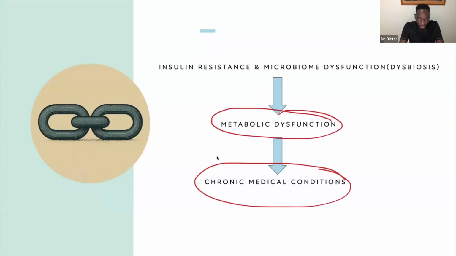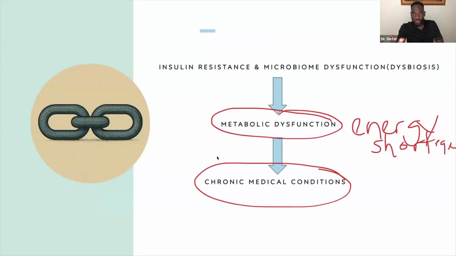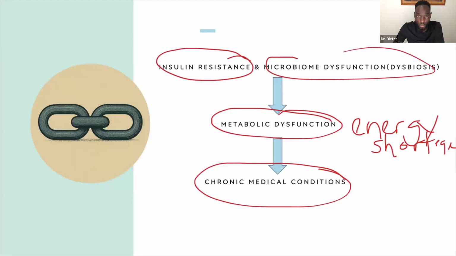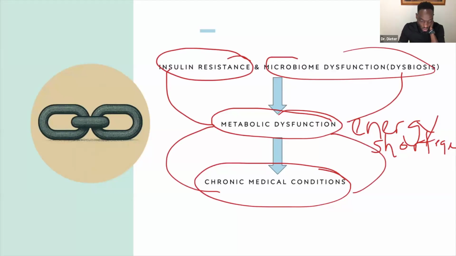Metabolic dysfunction just simply means energy deficiency, energy shortage. And this energy shortage drives all the chronic issues that we have. That energy shortage in itself is coming from two things: insulin resistance and microbiome dysfunction, what we call dysbiosis. So there are two things that result in an energy shortage, and that energy shortage drives all the common day diseases that we face today.